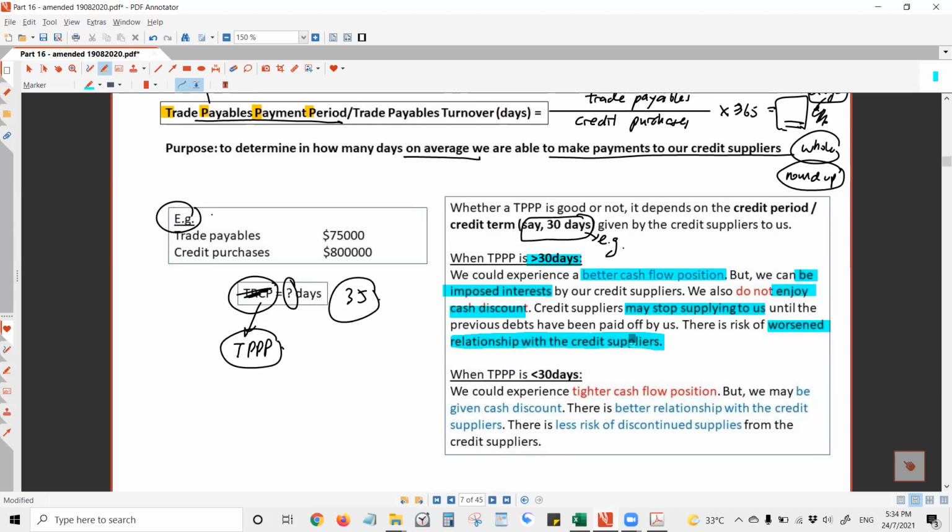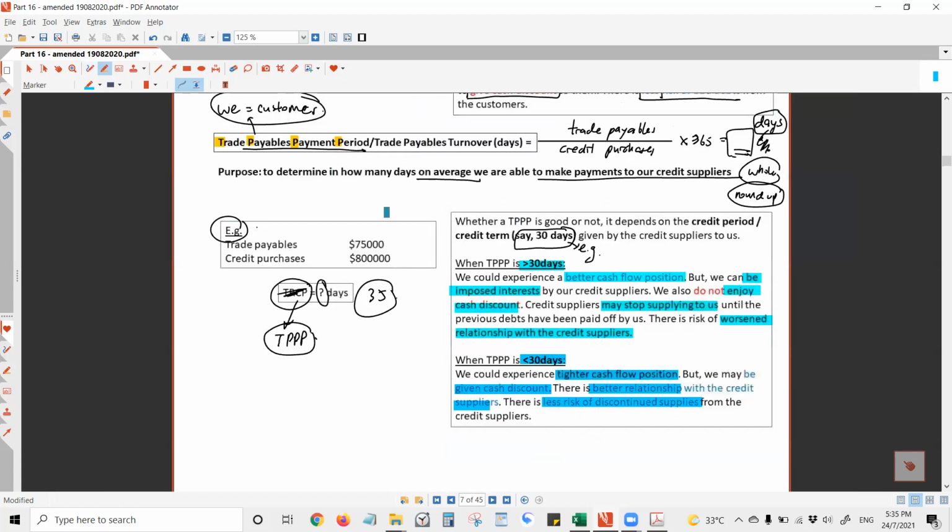On another hand, if you have taken less than 30 days, suppliers would be happy, but we would experience tighter cash flow position, but we can enjoy cash discount. We can enjoy better relationship with the supplier, and there is less risk of discontinued supplies from them as well. So all these points are quite straightforward. So let's see some questions on these two formulas before we continue.